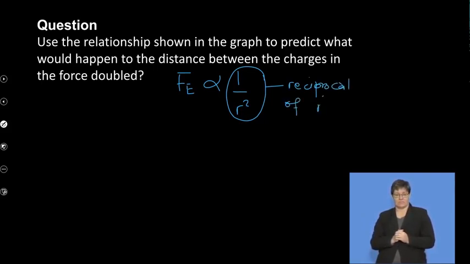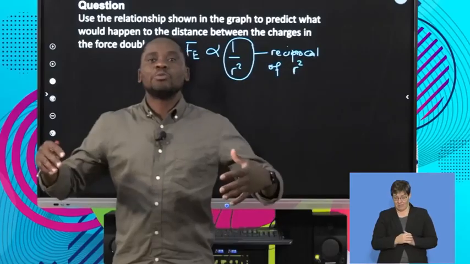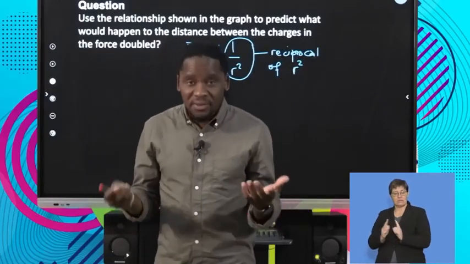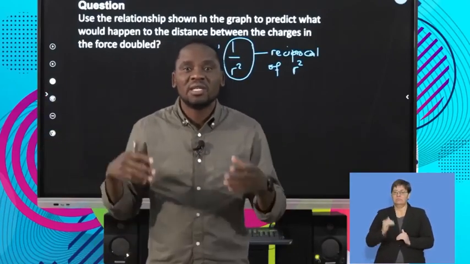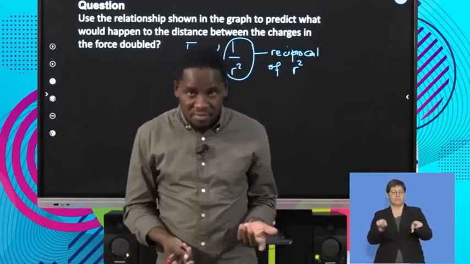Of the square of the distance, right? So which is the 1 over r squared. So if force has to be doubled, right? If the force is going to be doubled, what would have happened to the distance? Let's think of it initially in terms of increase, decrease, or remain the same, okay?